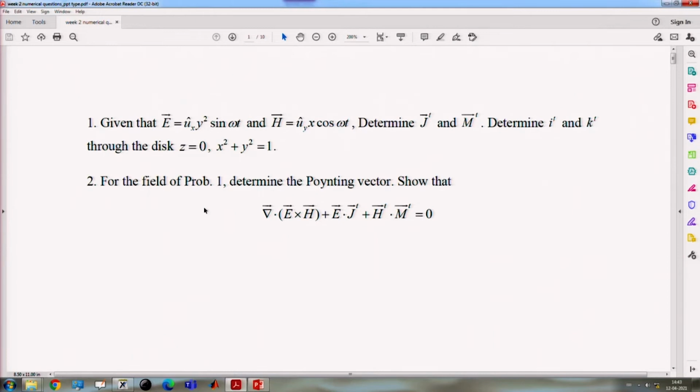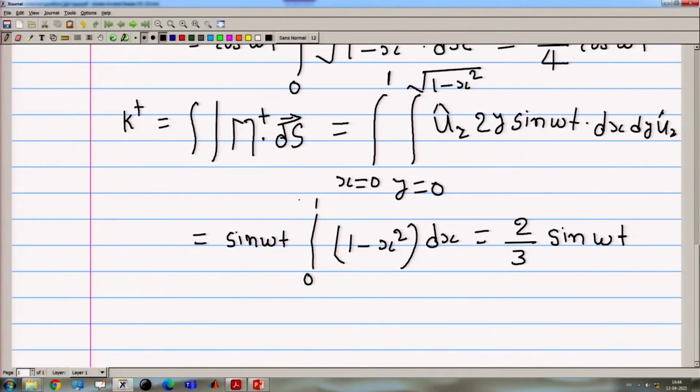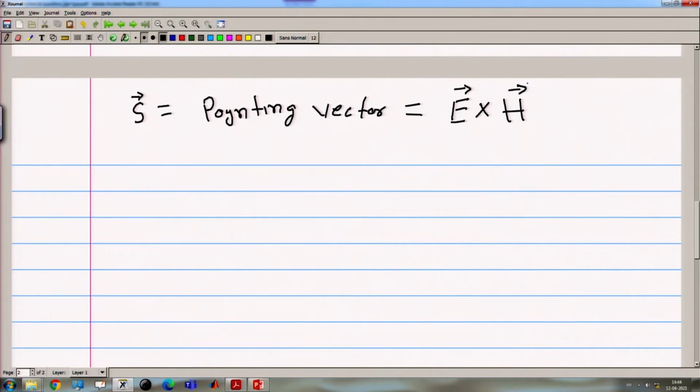So, first we will do the first problem. Problem 1 is to determine the Poynting vector. The Poynting vector, we know, is defined as S equal to E cross H. This is the cross product of the electric and magnetic field.